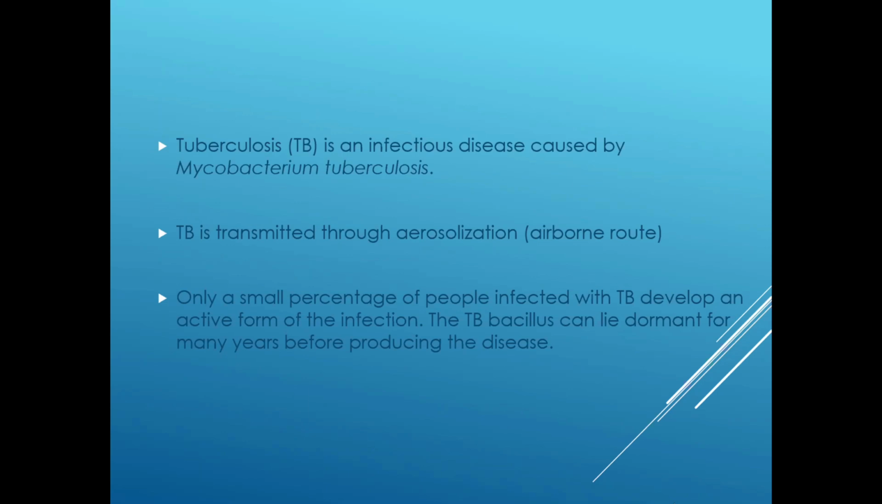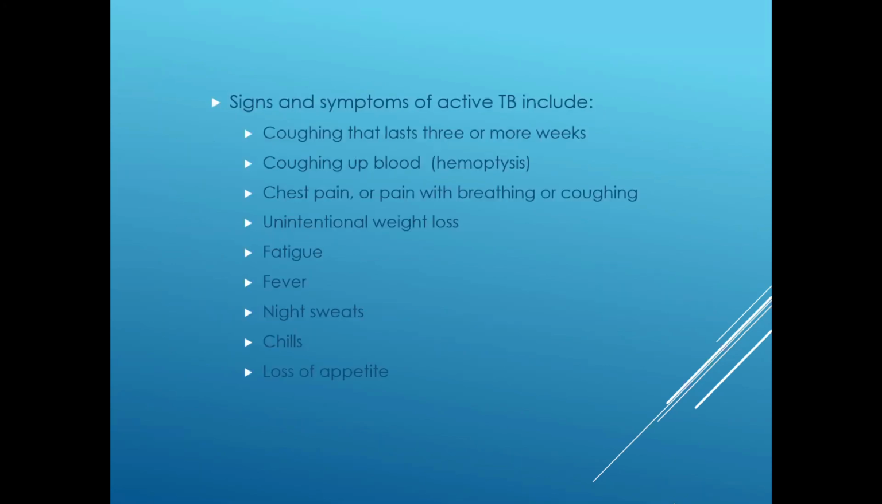That's why we're coming back to you now saying, hey, it looks like you got 1 MMR, but you didn't get the second one. Or your titer doesn't show that you have immunity to it. So show me something that says, okay, you had varicella as a child. Now you're not going to get varicella again. So it's the same thing. It can lie dormant and can produce disease later on.